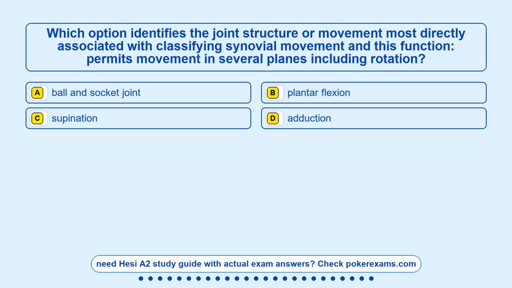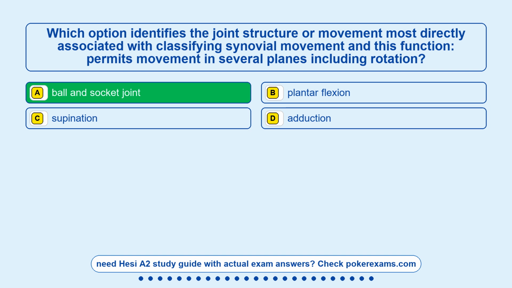Question 14. Which option identifies the joint structure or movement most directly associated with classifying synovial movement in this function, permits movement in several planes including rotation? Option A, ball and socket joint. Option B, plantar flexion. Option C, supination. Option D, deduction. The correct answer is option A, ball and socket joint.